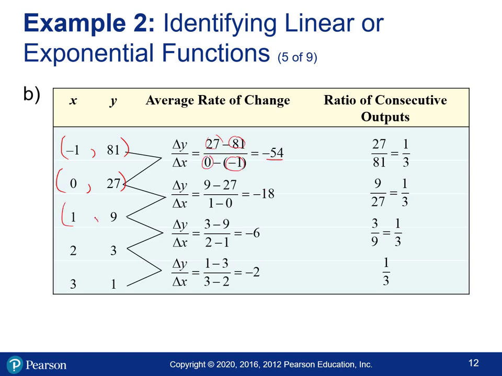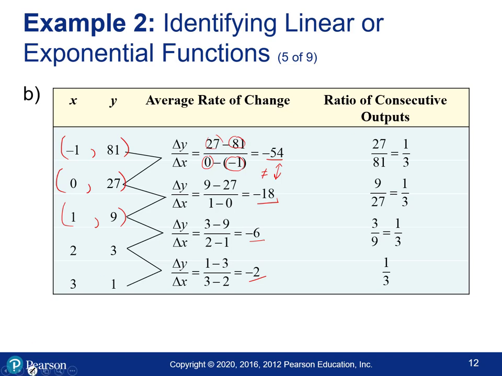When we do that again for the next 2 set of points, notice we got a different number, not -54. Right away, we can just stop and say it's not linear. We don't have to keep computing the rate of change, even though we have it here. But at this moment, when these two numbers are not the same, then we said this is not linear. Okay, so then we check if it's exponential.